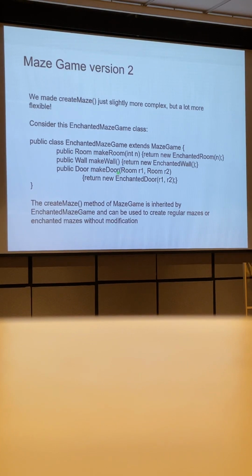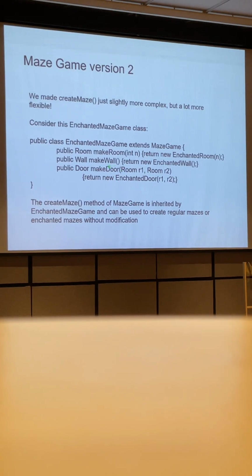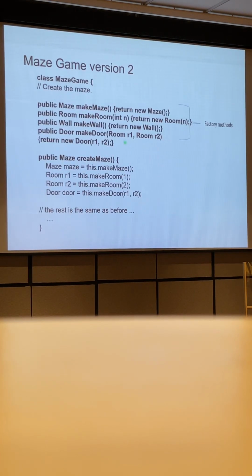Note how the signature is very general. It's the same signature as it was in the maze game class. For example, this make door still takes a room and a room. It doesn't take enchanted room and enchanted room. And we don't want it to, because we want the signature to be the same. We want this make door to be substitutable for the make door that we had in the superclass.